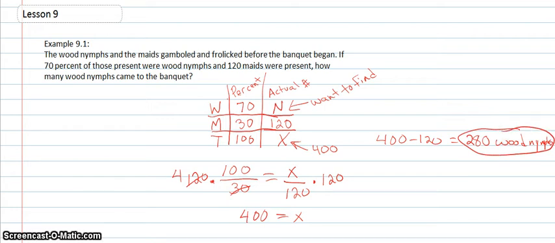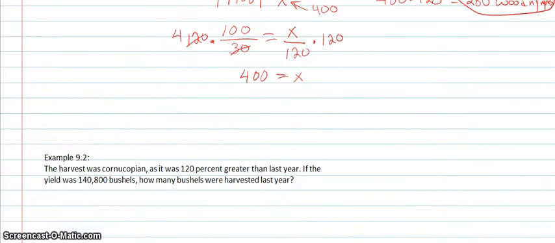So let's look at our second example. This one is talking about the harvest. The harvest was cornucopian, as it was 120% greater than last year. If the yield was 140,800 bushels, how many bushels were harvested last year?